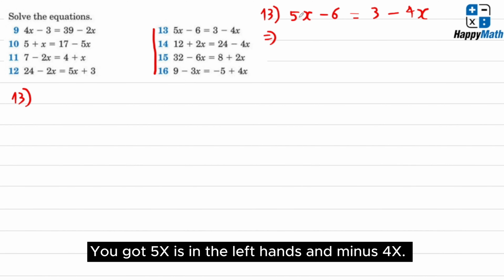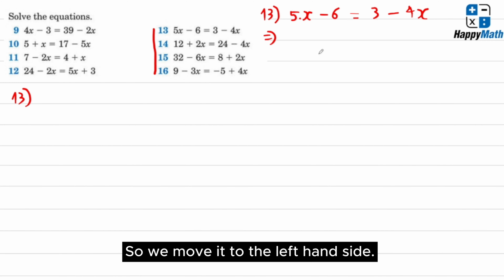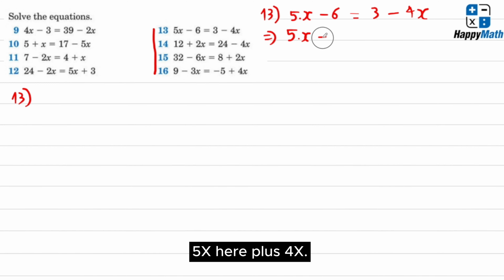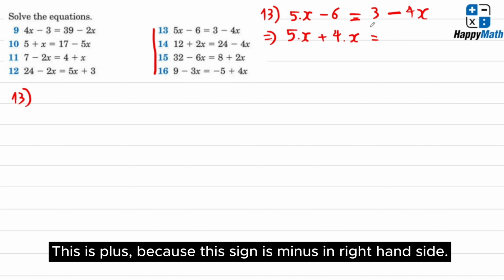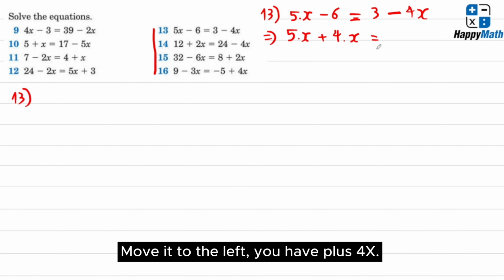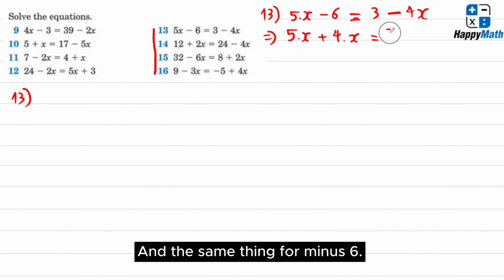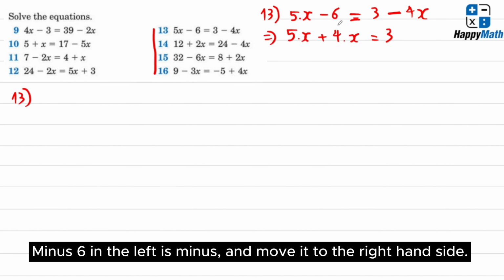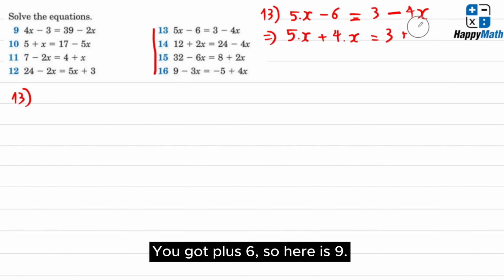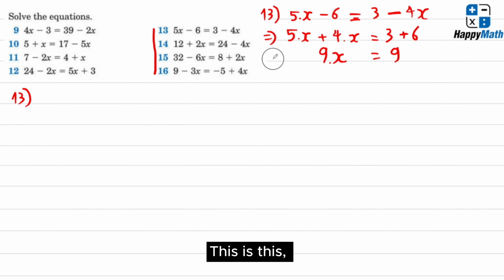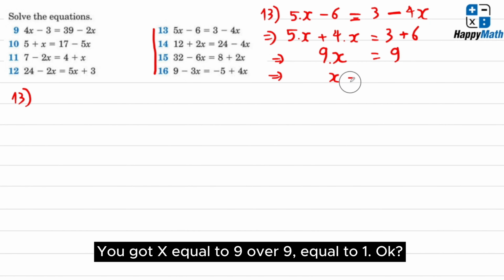Okay, you got 5x on the left-hand side and minus 4x, so I will move it to the left-hand side, and 5x here plus 4x. This is plus because this side is minus on the right-hand side. Move it to the left, you have plus 4x. And the same thing for minus 6. Minus 6 on the left is minus, and move it to the right-hand side, you got plus 6. So here is 9x, and you got x equal to 9 over 9 equal to 1.